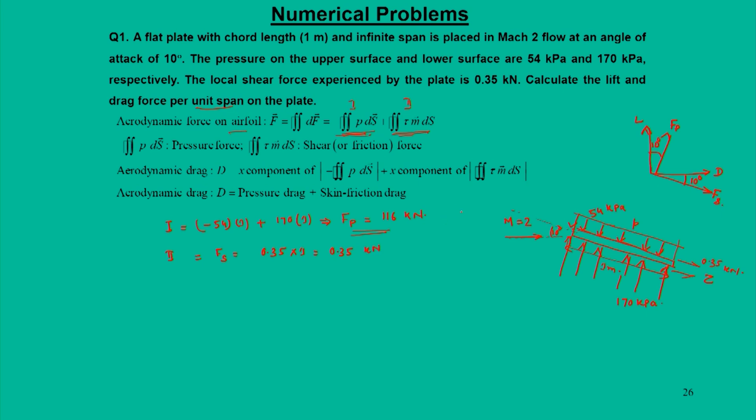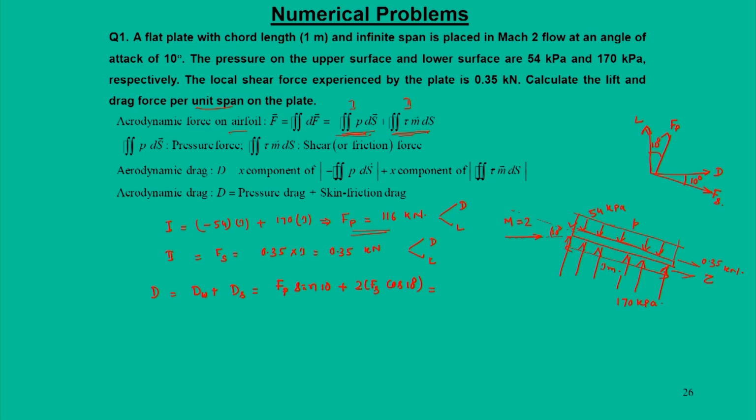This F s and F p has two components for drag and lift. So, one can find out that total drag is equal to D w plus D s, drag due to wave or pressure, that is nothing but F p sin 10 plus twice F s cos 10, because shear stress acts on the upper and lower surface.